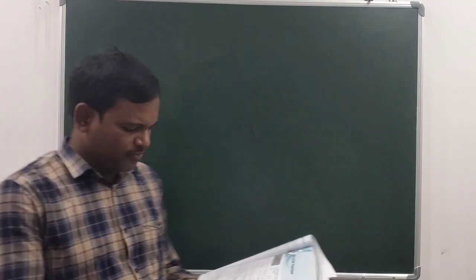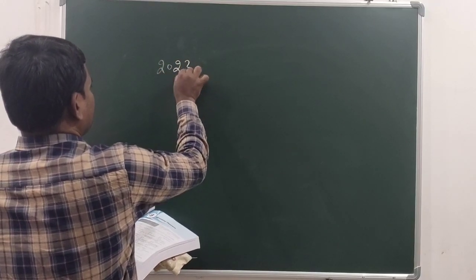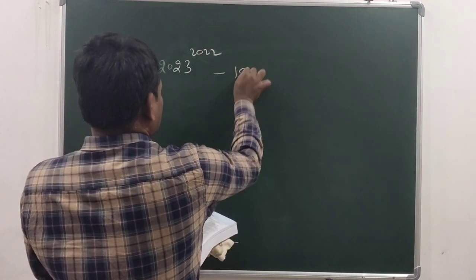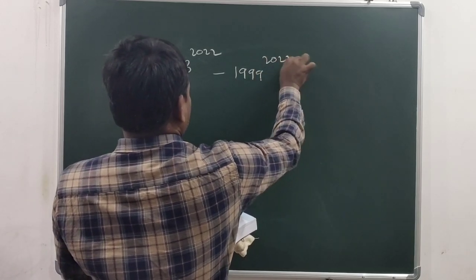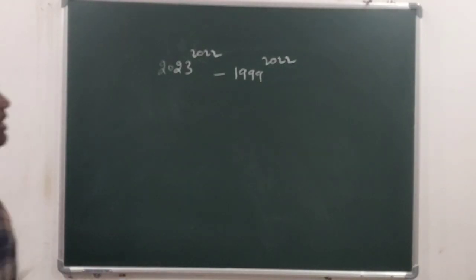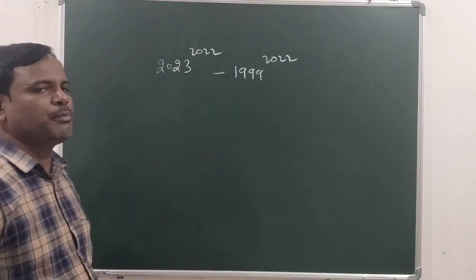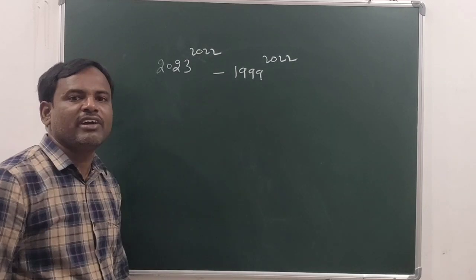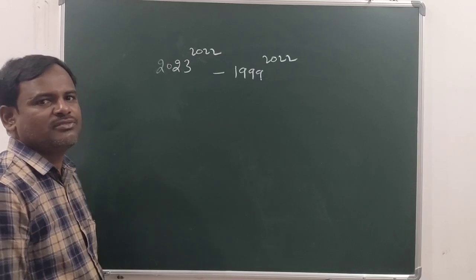What is the remainder when 2023 whole power 2022 minus 1999 whole power 2022 is divided by 8? This is the question. This is one of the previous JEE Main questions. What is the remainder when this difference is divided by 8? Now how do you answer this question?